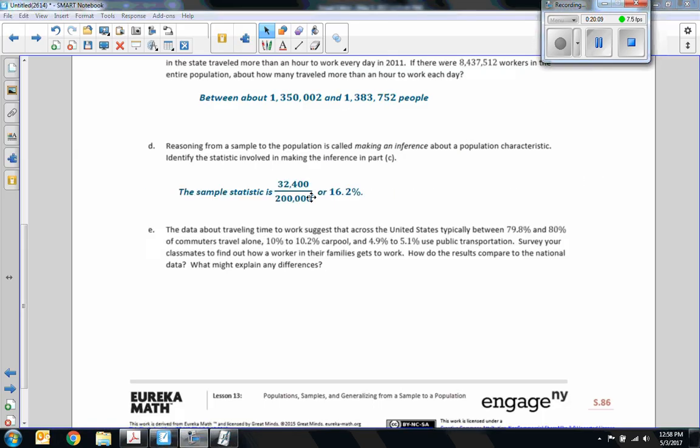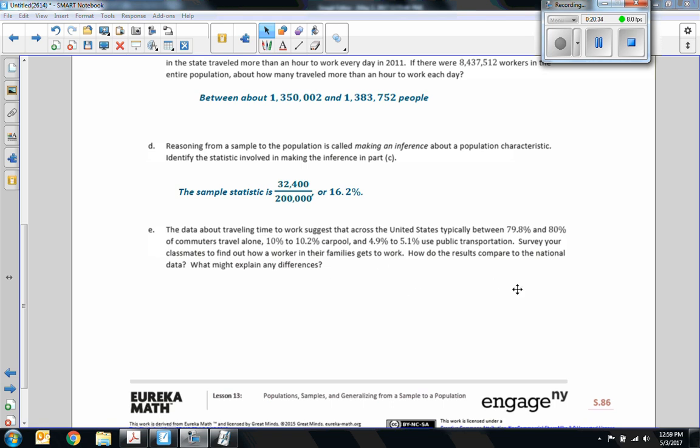Okay, and D says, reasoning from a sample to the population is called making an inference about a population characteristic. Identify the statistic involved in making the inference in part C. So where do these numbers come from? Well, the sample statistic was 32,400 over 200,000, which is 16.2%.